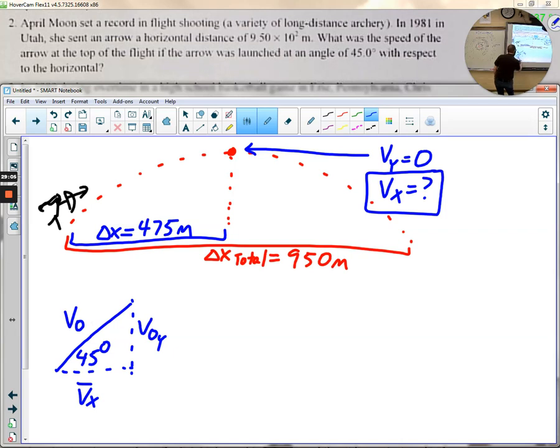Okay, so we know that this right here and this right here are congruent, right? They're going to be exactly the same. So how could we express that? Here's the part where it does start to get a little bit fuzzy.